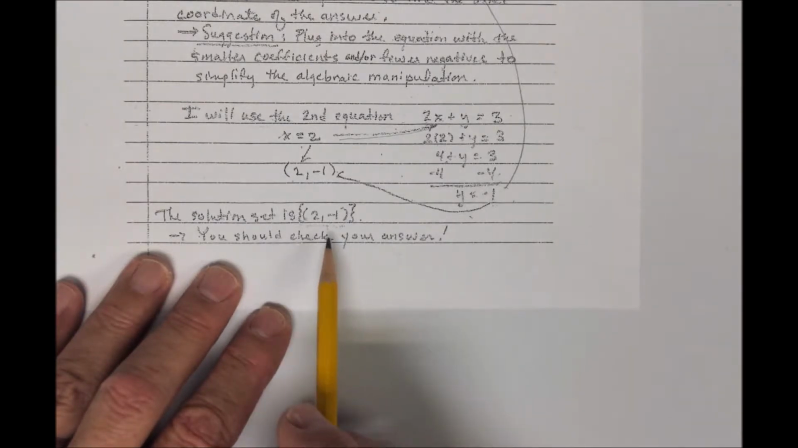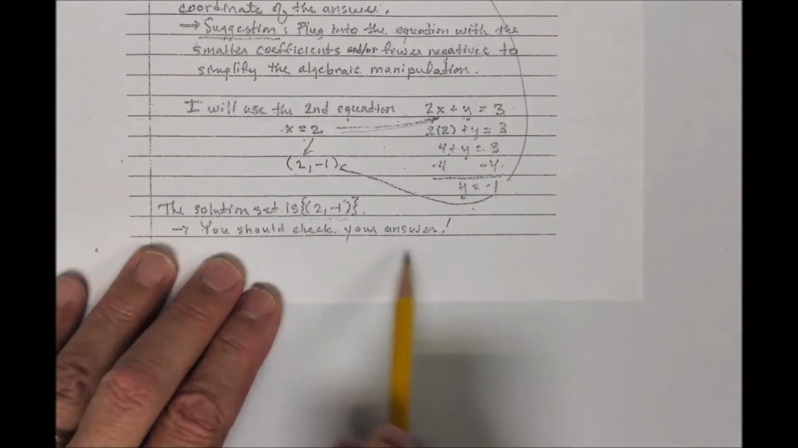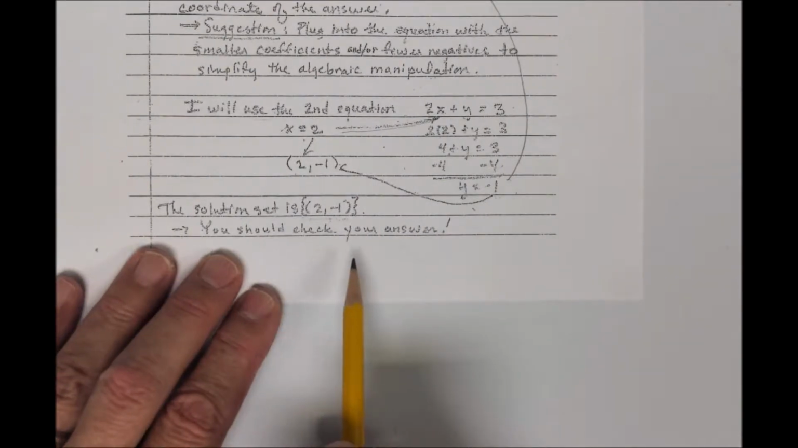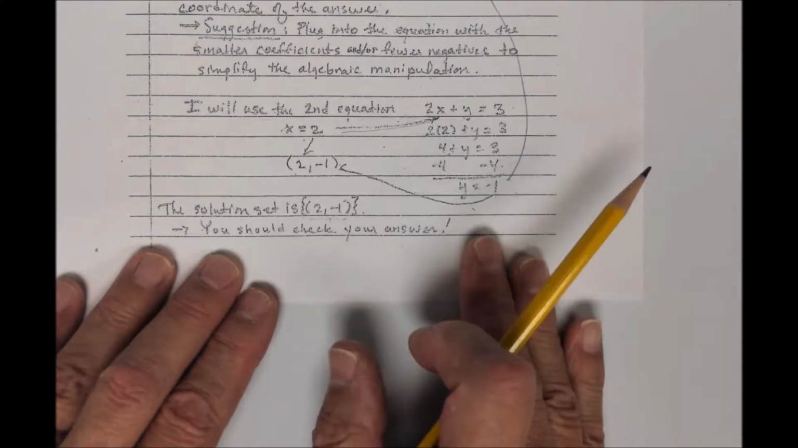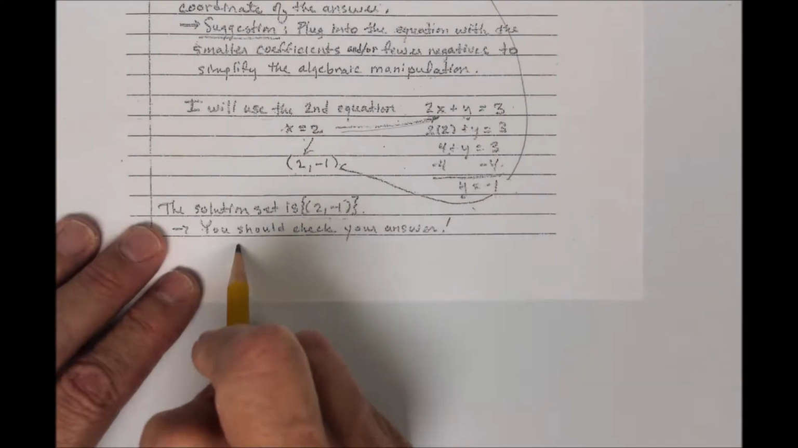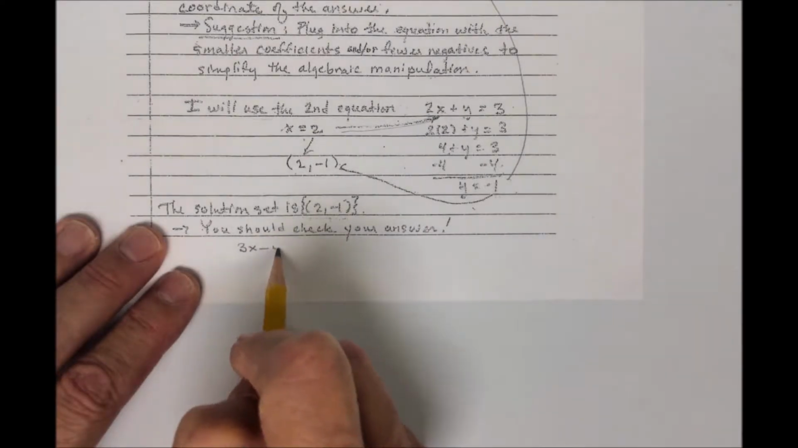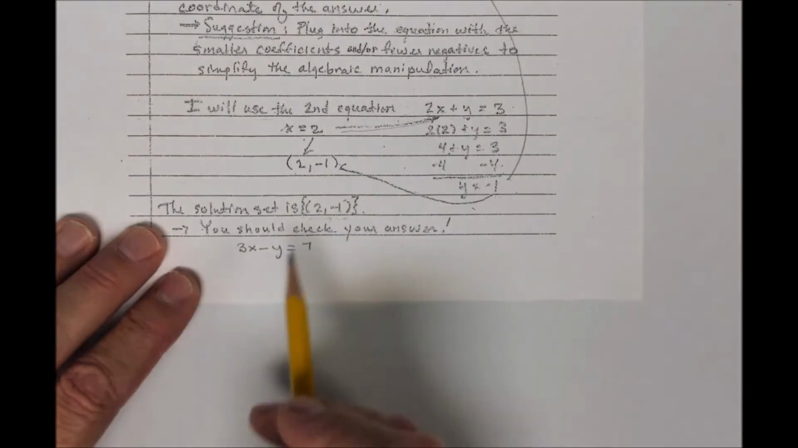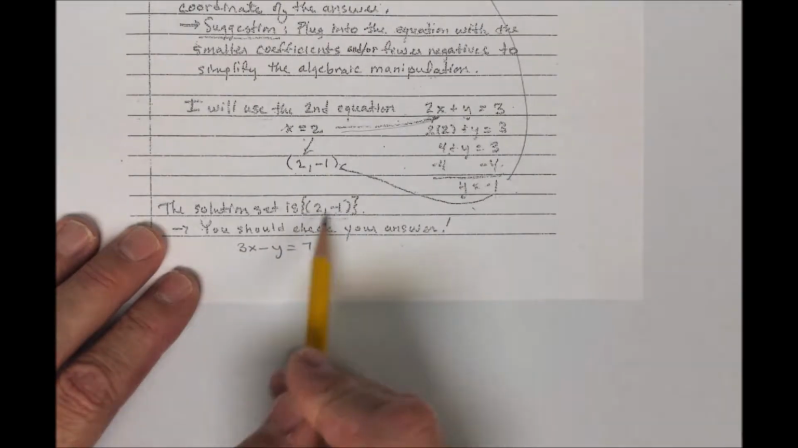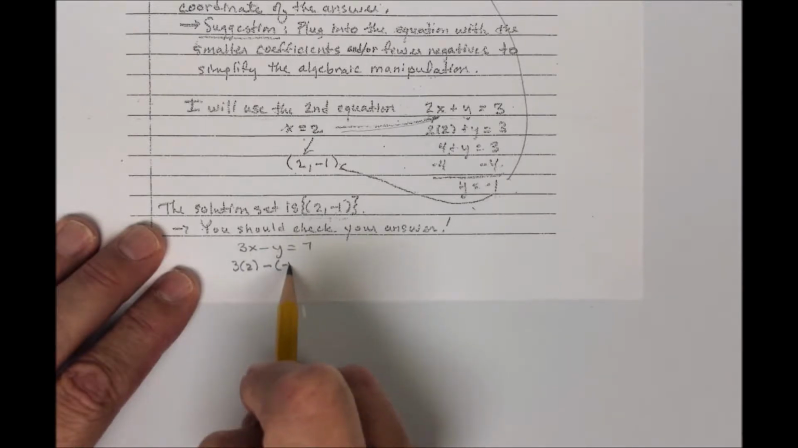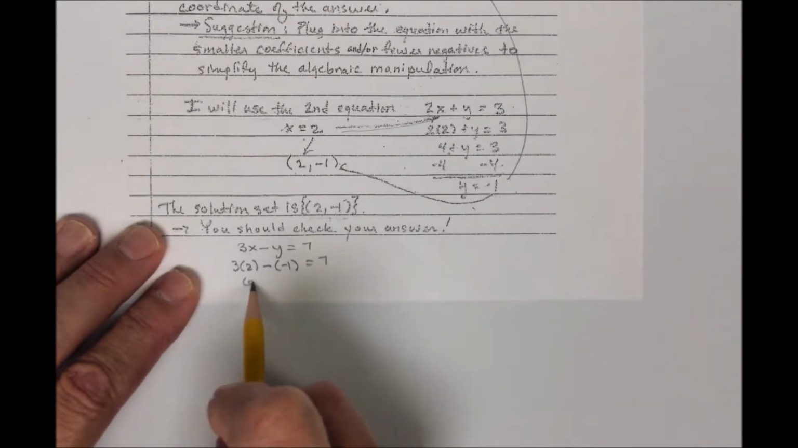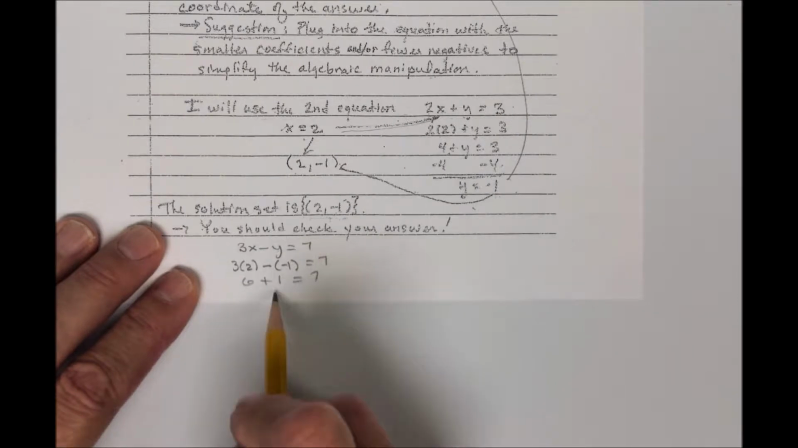Now we can check our answer. I don't have the check written down here, but we could check our answer by taking this ordered pair and plugging it back into both equations. Now, the first equation, 3x minus y is equal to 7. If I plug 2 in for x and negative 1 in for y, I would get 6 plus 1 equals 7. I would get 7 equals 7.